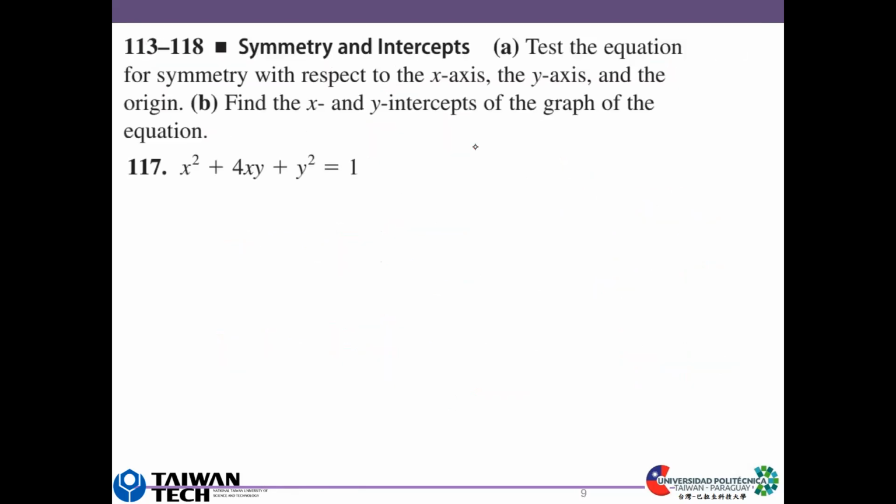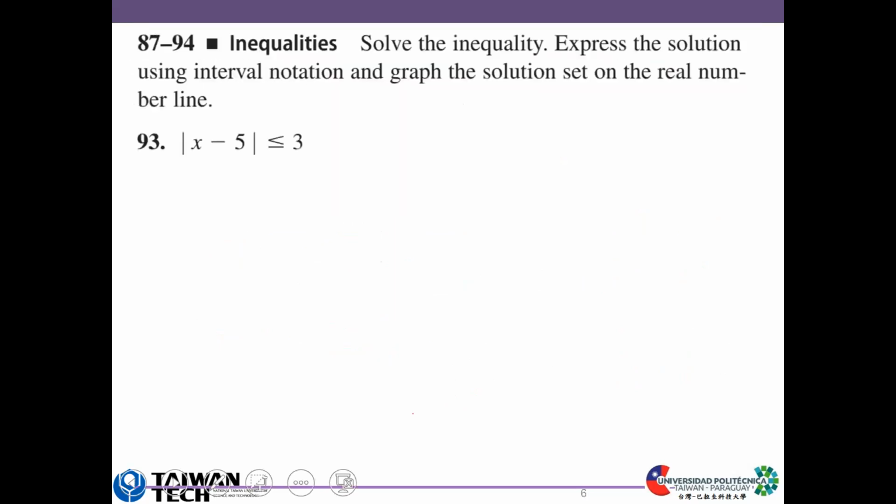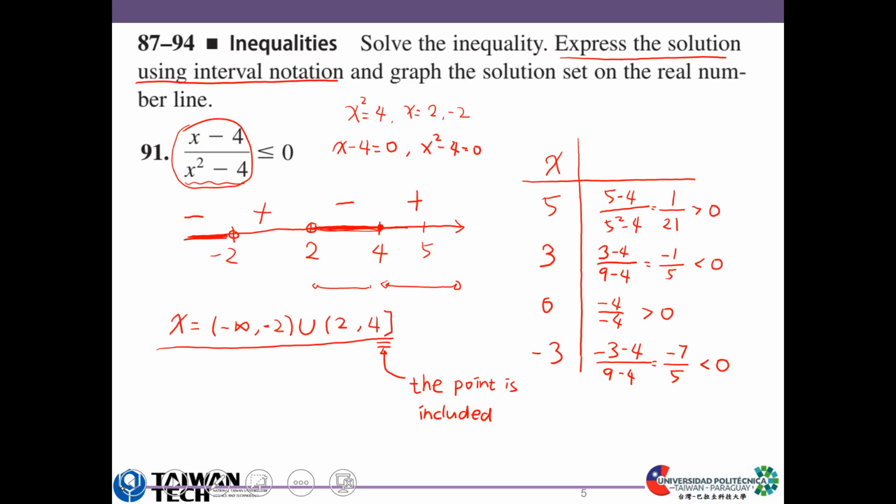And then you just draw these points on the line, and then you can determine the sign of each segment by inserting any point within that segment, and then you are able to find out the result. So this is how it works.